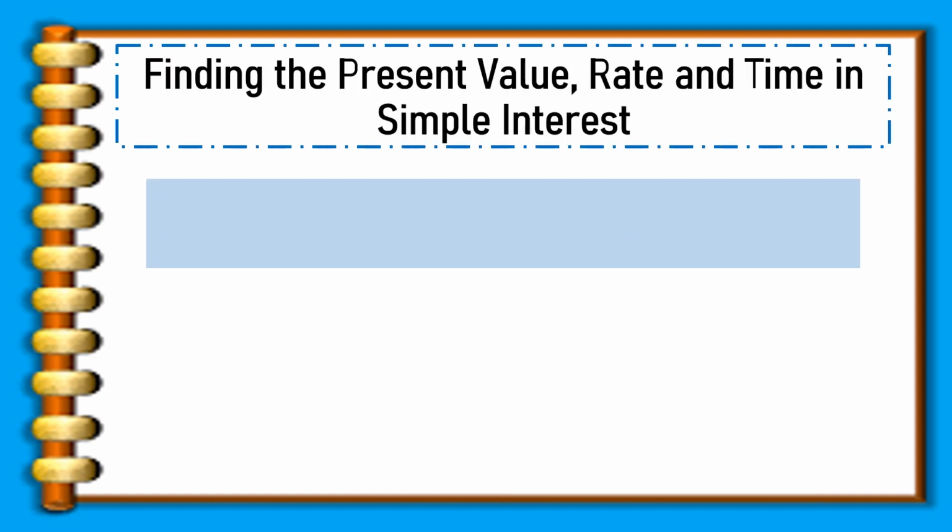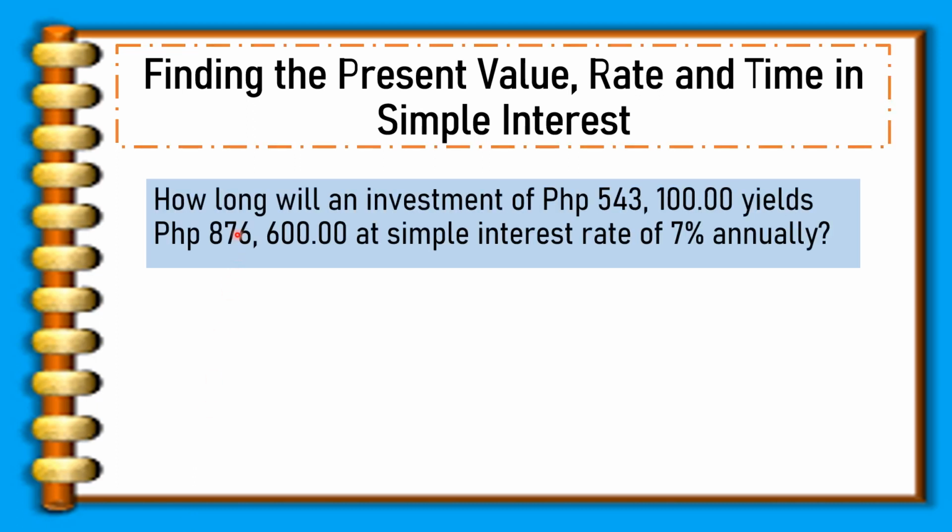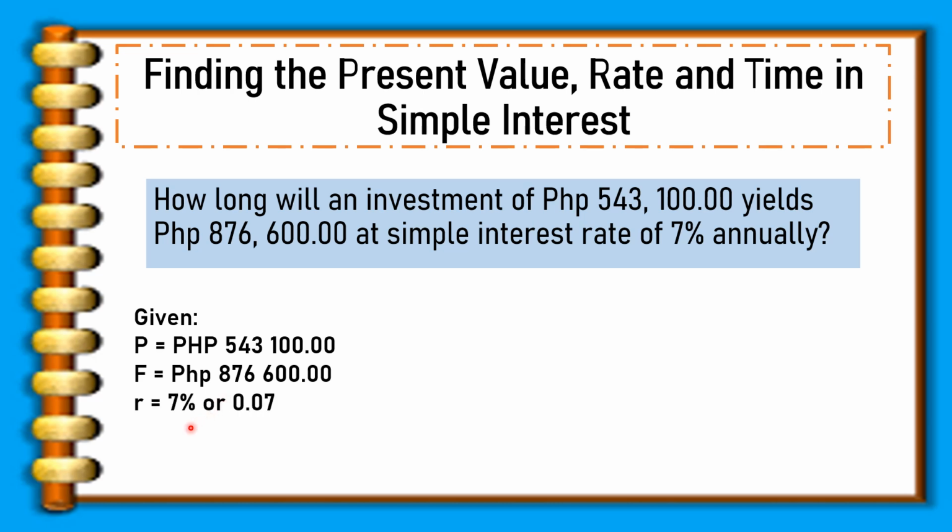Next problem, still in simple interest. How long will an investment of 543,100 pesos yield 876,600 pesos at a simple interest rate of 7% annually? List down all the given. Present value of 543,100 pesos, future value of 876,600 pesos, and rate at 7% or 0.07. Formula to be used, T equals F minus P over PR.